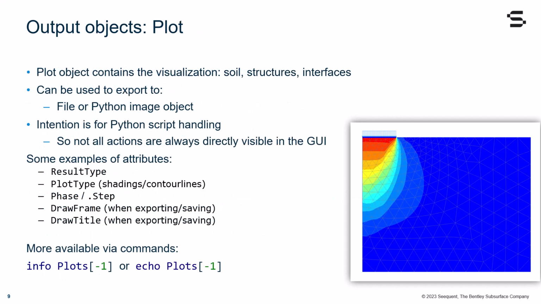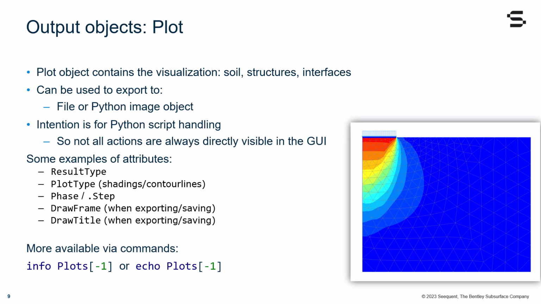The moment you open PLAXIS Output to view the results of a project, you already see the plot object showing the deformed mesh. The plot object contains the visualization itself for soils, structures, interfaces, etc. It can be used to export to a file or a Python image object. Note that the main intention when using the plot object is typically for Python scripting handling, as not all actions are always directly visible in the graphic user interface, GUI.